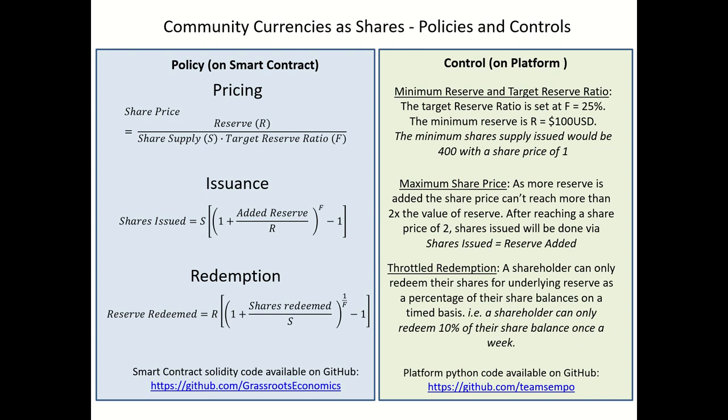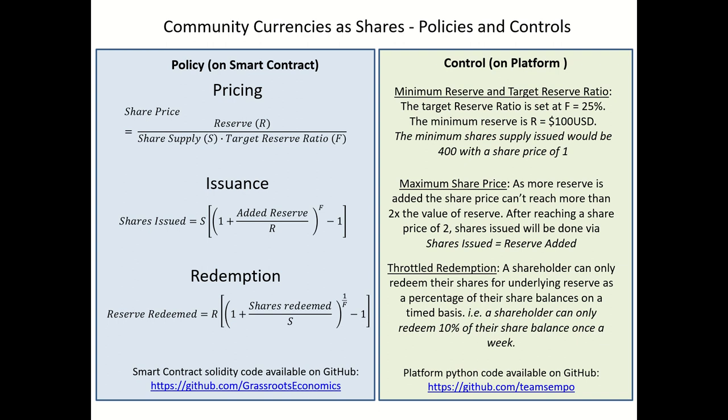So for instance, if my share price is reserve over share supply times target reserve ratio, and on our platform I set that target reserve ratio to 25%, then if I have a reserve of $100 and shares of 400 shares, then I would have a share price of one. So the basic idea, again, is to say, if we're going to create community currencies as shares of a reserve, how do we price those currencies?